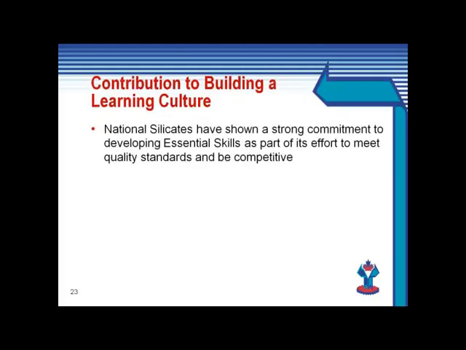National Silicates has shown a strong commitment to developing essential skills as part of its effort to meet quality standards and be competitive. The company's belief in the value of developing these skills and its pragmatic understanding of the business imperative of staying the course on essential skills upgrading underscore the need to treat essential skills as need-to-have competencies in a competitive industry.